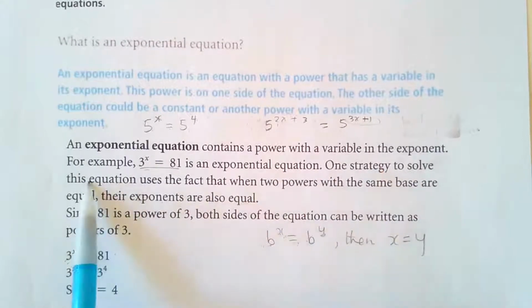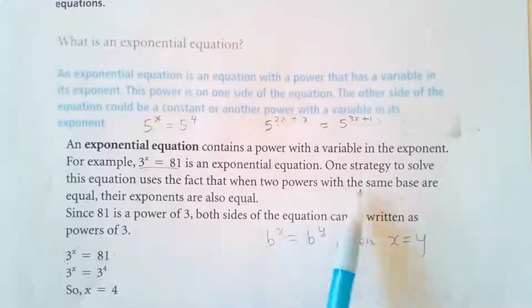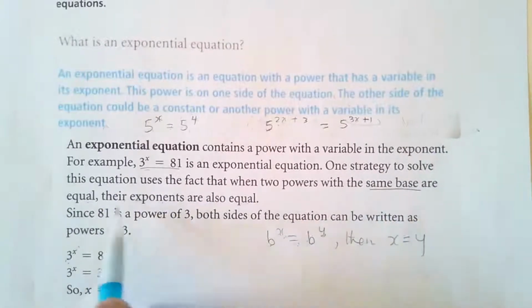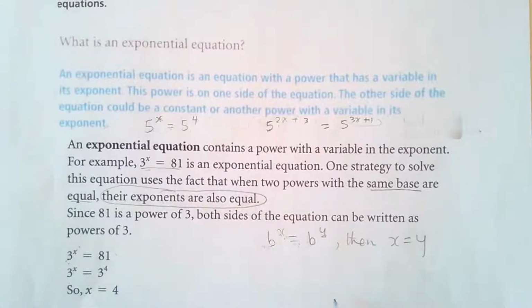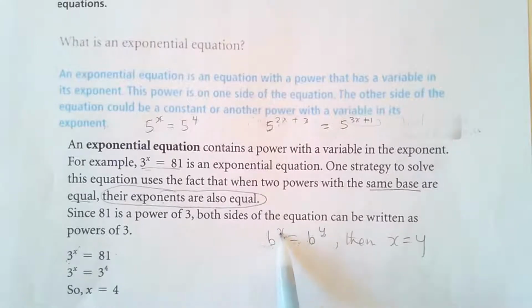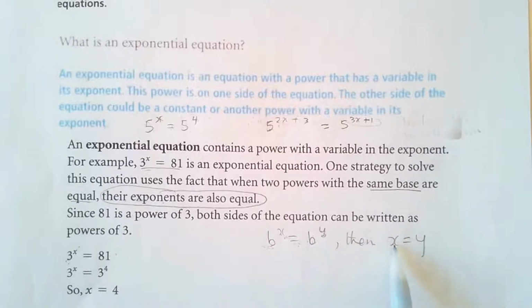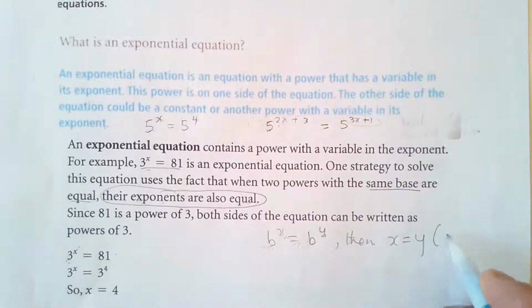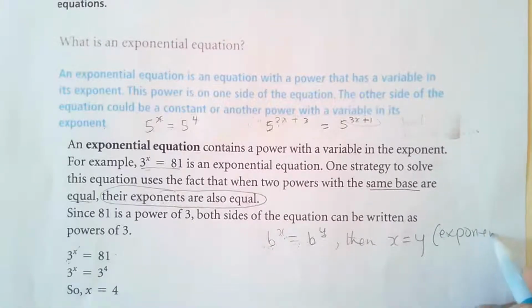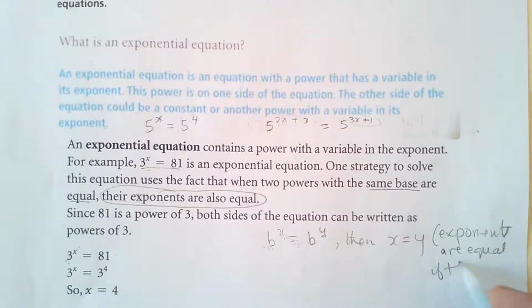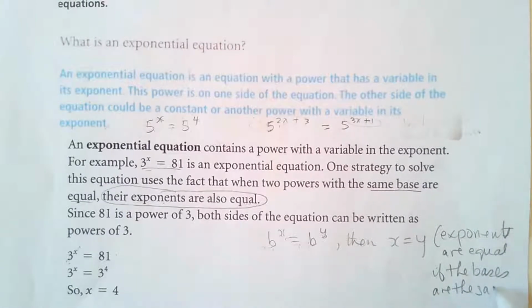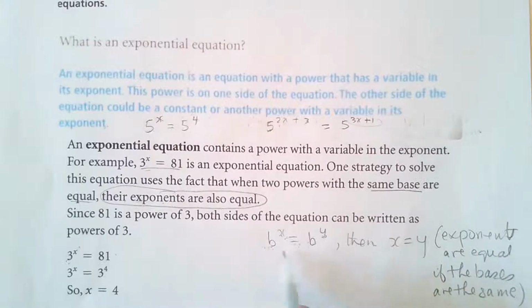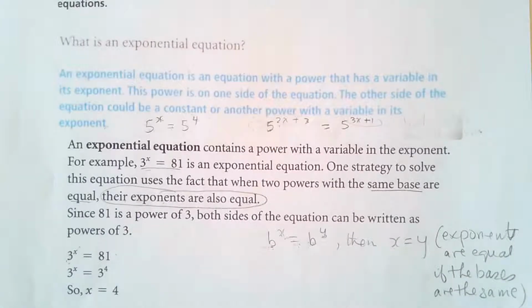And one strategy to solve this equation: if two powers with the same base are equal, their exponents are also equal. We can write that as b to the x equals b to the y. Therefore, x equals y. So the exponents are equal if the bases are the same.